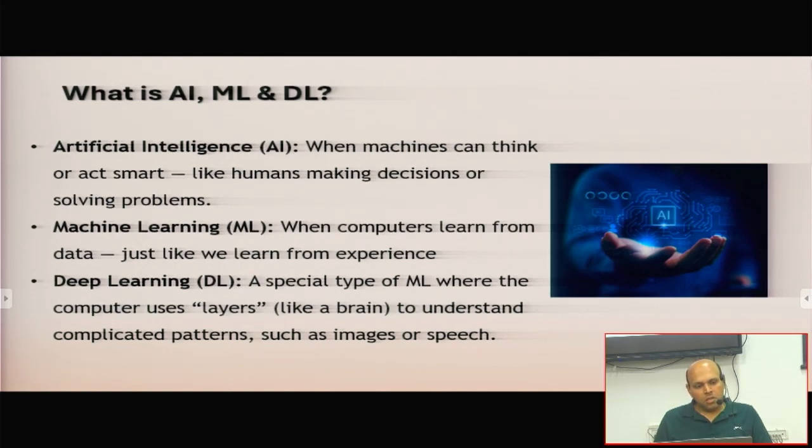An extension of machine learning is deep learning. It is a special type of machine learning where the computer uses layers, like we have layers in our brain, to understand complicated patterns such as images or speech. Sometimes this deep learning, where it is highlighted that it is using layers, is like the neurons that connect our brains. So there is a term used like convolutional neural network, CNN.